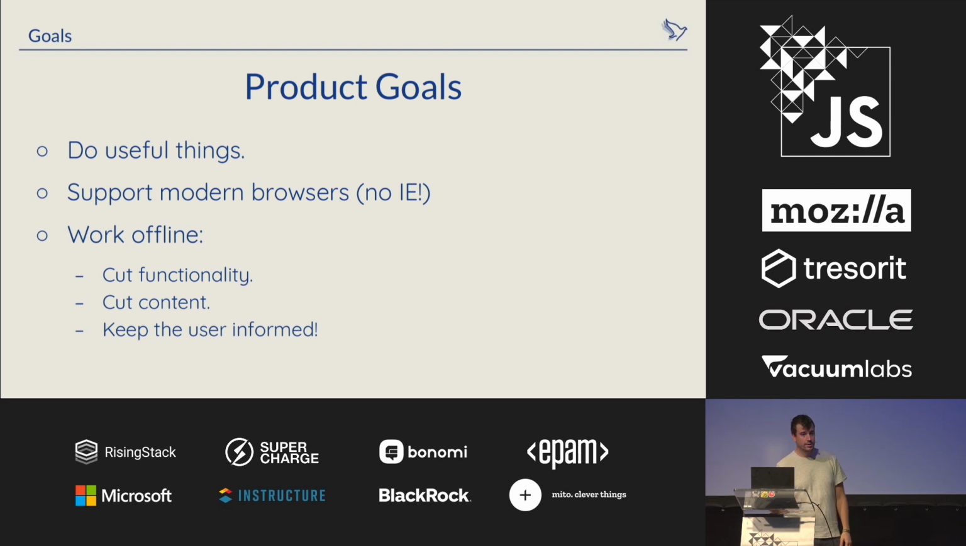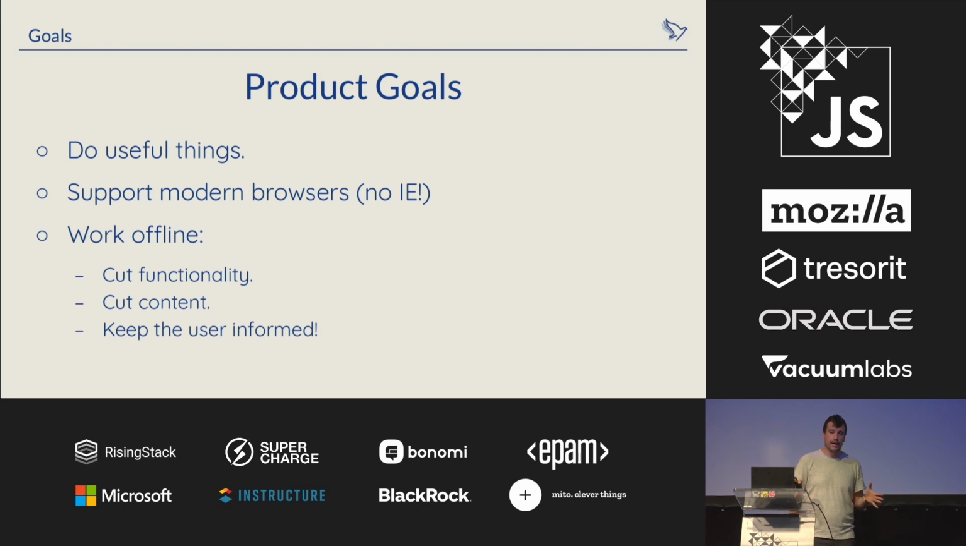We have product goals. Hopefully we're building stuff to do useful things, whether that's relax and have fun or make something that people want to use. In our case, we try to support modern browsers on desktop and mobile. We're not supporting Internet Explorer, and we need it to work offline.